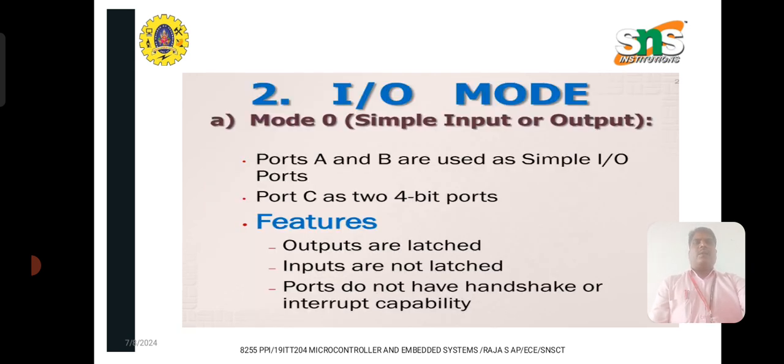Next, input output mode. Input output modes are of 2 types: mode 0 and mode 1. Mode 0 means simple input and output mode. Port A and port B are used as simple input output ports. Port C has 2 4-bit ports, that is, port C is divided into either a low port or a high port. Features of this mode are outputs are latched, inputs are not latched.